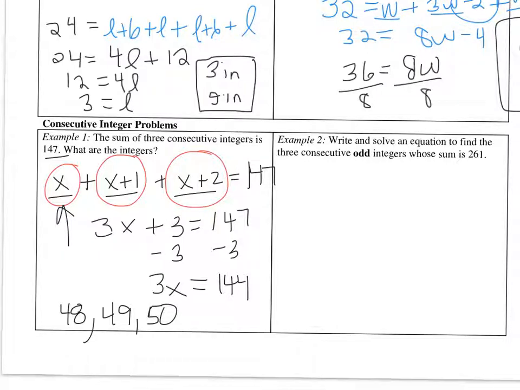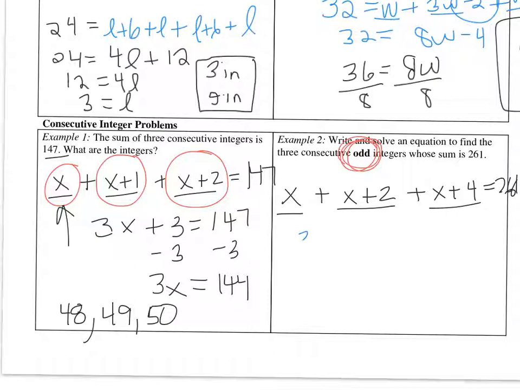If you're doing consecutive integers, they're going up by 1. But if it specifies consecutive even or odd, you can do x, then the next integer is going to be 2 more than that. So if you had the odd number 5, then 2 more than that is going to be the next odd number. So it's going to be x plus 2. And then you're going to skip 2 more than that, so it's going to be x plus 4, equals 261.